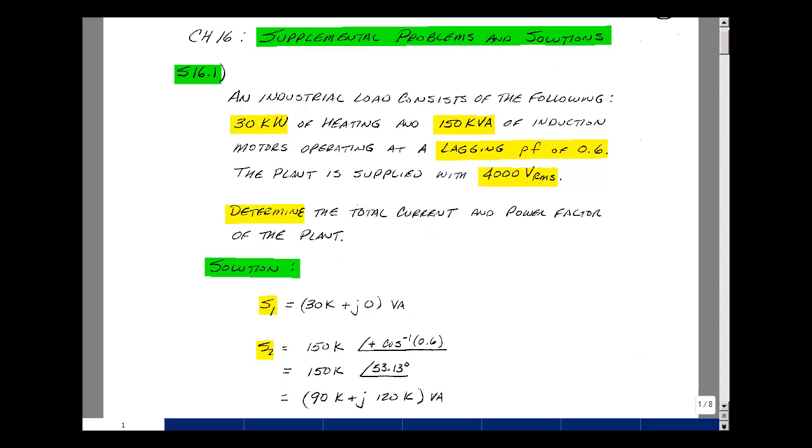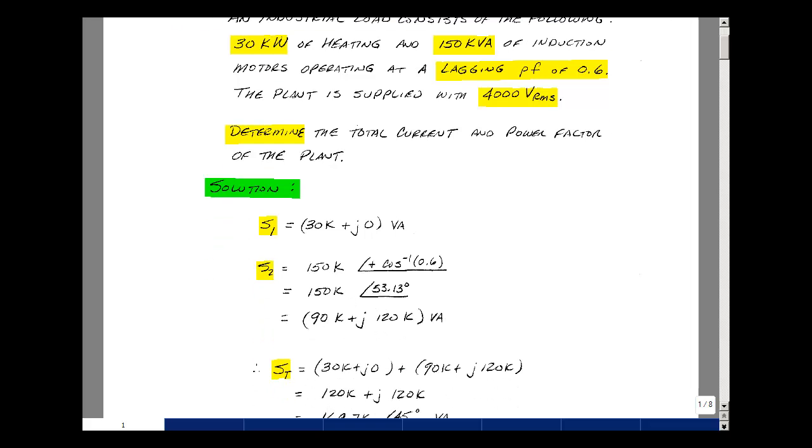Power consumed by the resistive elements is just purely real, so it's going to be 30,000 plus j0 volt amperes. S2 has a magnitude of 150 kilovolt amperes and has an angle that is the arc cosine of 0.6, and that's 53.13 degrees. Putting that into rectangular form, 150k times the cosine of theta, I get 90k. 150 times the sine of theta, I get 120k. And again, the units on here will be volt amperes.